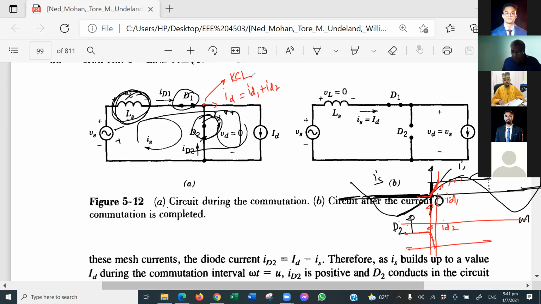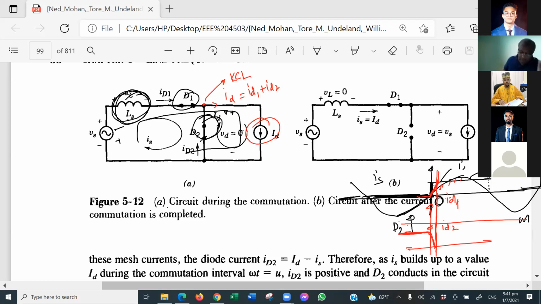So when there is LS, what will happen? The ID2 current was there, but it will not go to 0 immediately; it takes some time. The current ID1 also builds up slowly. And if you add ID1 and ID2, you will always get the total current through your load. Do you understand it or not? If you don't understand, I will explain again.